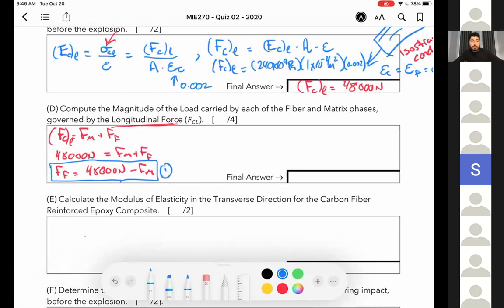What we're solving for is the load carried by the matrix and the fiber for the longitudinal composite, the one that's loaded in the longitudinal direction. Okay?